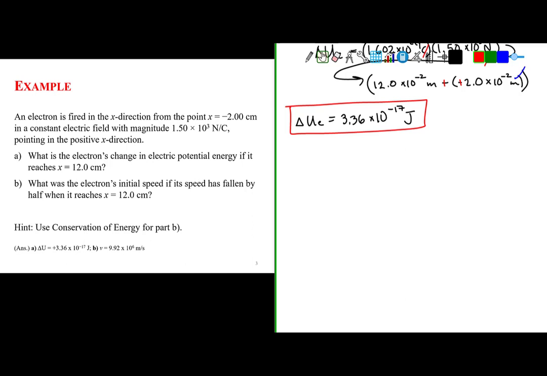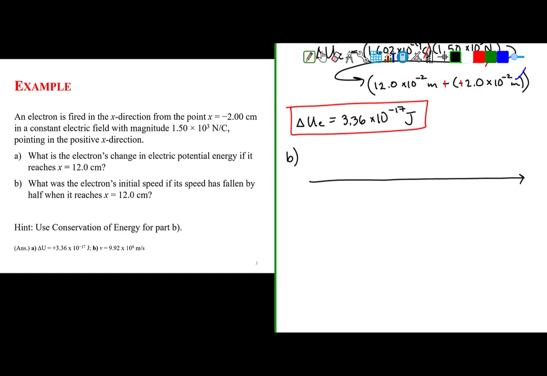Now let's do part B. Part B asks us to find the electron's initial speed if its speed has fallen by half when it reaches the point x equals 12 centimeters. So let's do a quick sketch of this again.